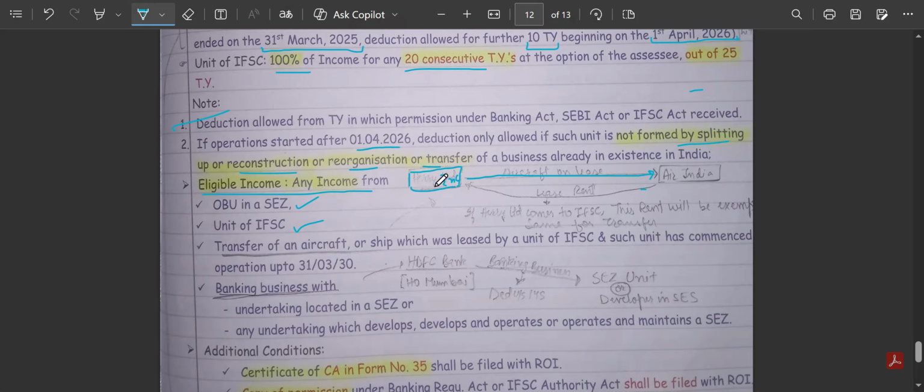But if Harry Inc. decides to set up a unit in India as Harry Limited and it sets it up in an IFSC, then Harry Limited will get the deduction. Means it will not have to pay any taxes on such lease rent for 20 consecutive years. It will get 100% deduction on such lease rent. And in case it decides to end the lease by transferring such aircrafts to Air India altogether, then it will not have to pay taxes on such transfer as well. So it's basically encouraging the foreign companies to set up units in IFSC.